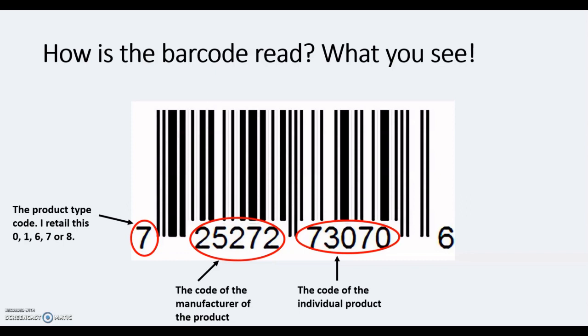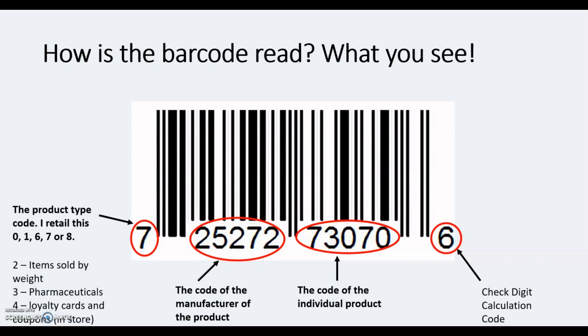In retail there are lots of codes, but usually 0, 1, 6, 7 or 8. So what type of product it is. Is it meat? Is it a weighed item? Is it a pharmaceutical item? What is it? This is the check digit calculation, and we'll obviously go into more detail on this later.